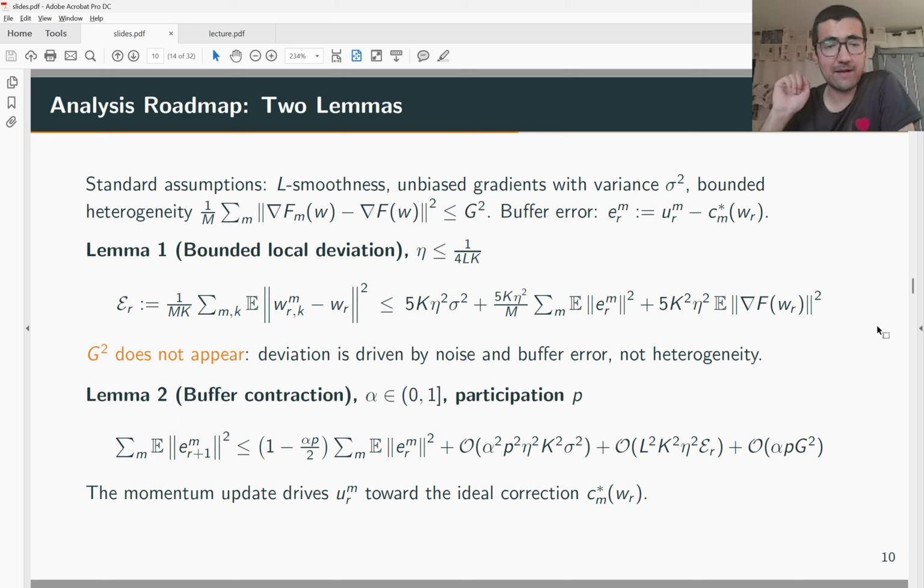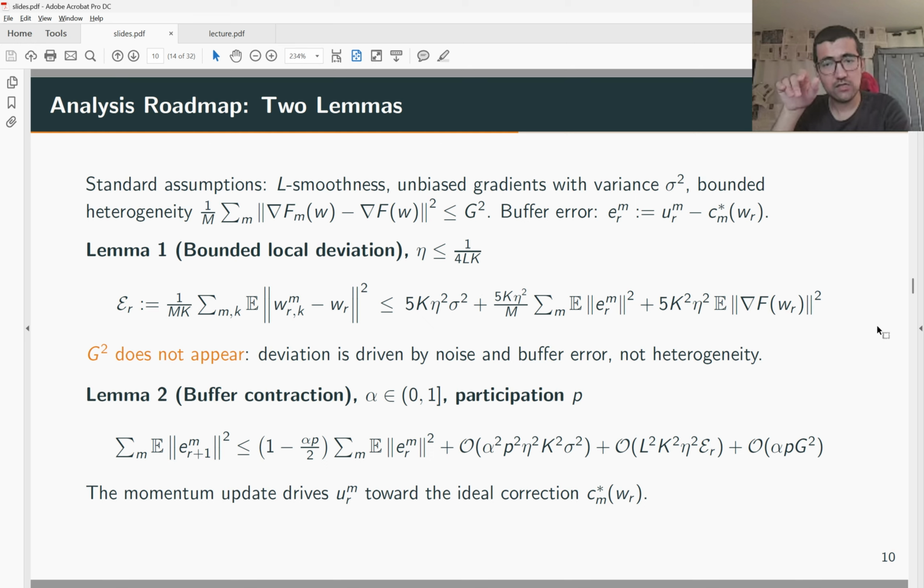The first lemma bounds how far local iterates wander from the round start model. In vanilla local stochastic gradient descent, that deviation is governed by the heterogeneity G squared. Here, and this is the point I want you to take away from this slide, G squared does not appear in the bound at all.